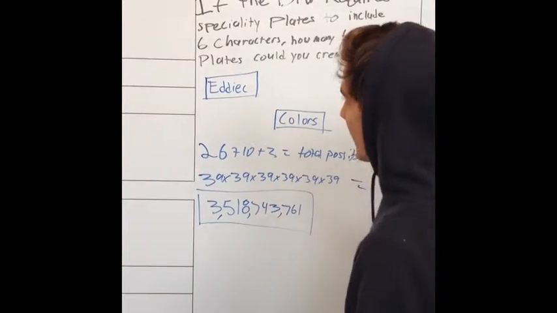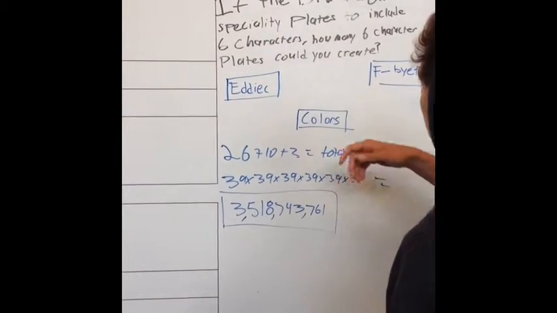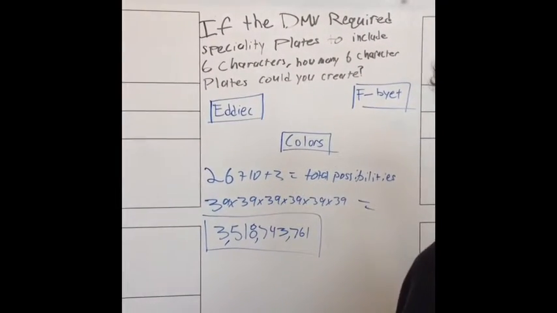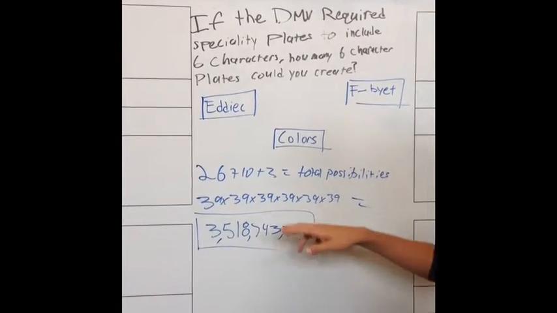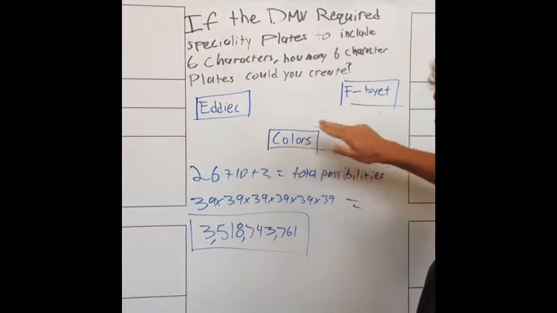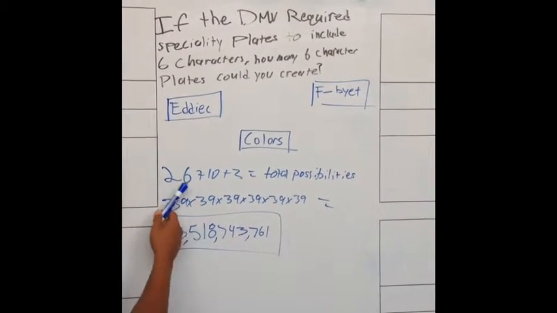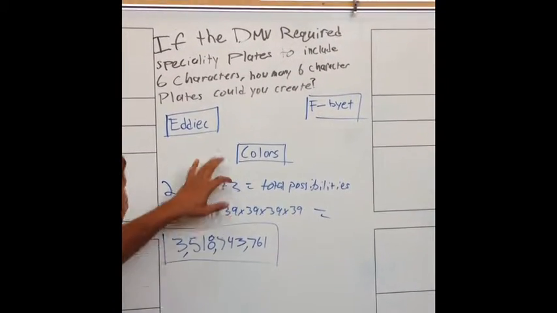Alright, this is the fundamental counting principle, and the question is, if the DMV requires specialty plates to include 6 characters, how many 6-character plates could you create? And I created 3 of my own random license plates. So we did 26 plus 10 plus 3. There's 3 of these.